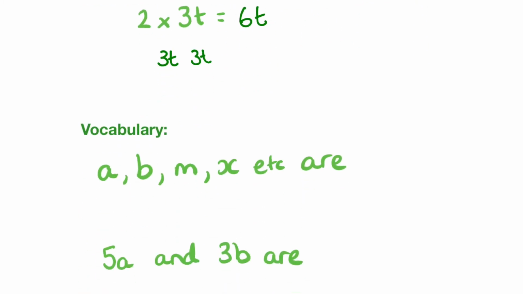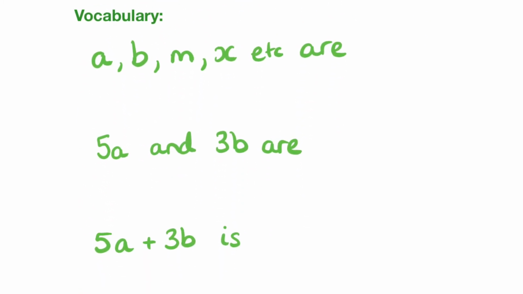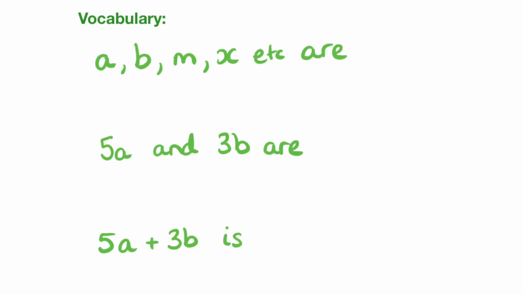Now, we're going to go on and look at some vocabulary, some words. Okay, when we've got individual letters, like A or B or M or X, they are called variables.